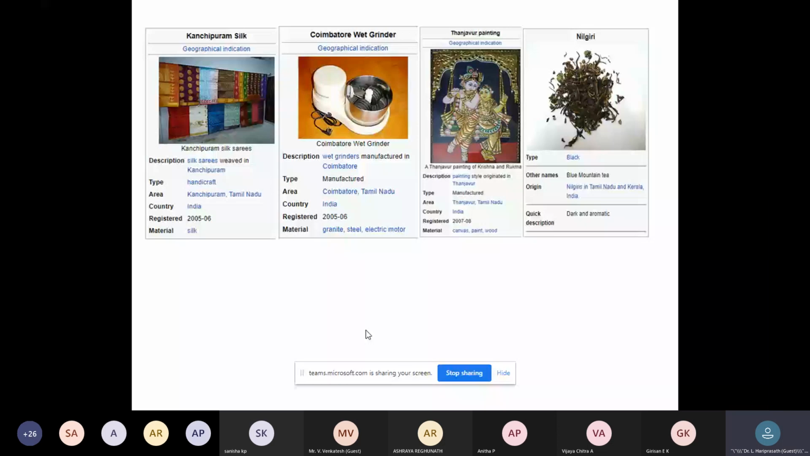And similarly, we have your Coimbatore wet grinder, the Tanjavur painting, and the Nilagiri tea, which are also protected. And there are many other examples of GIs, and these GIs are really helpful for the agricultural and the manufacturing sector, where many duplicates are coming in, in order to protect such people. So this GI tag would help the original manufacturers of that product to a great extent.